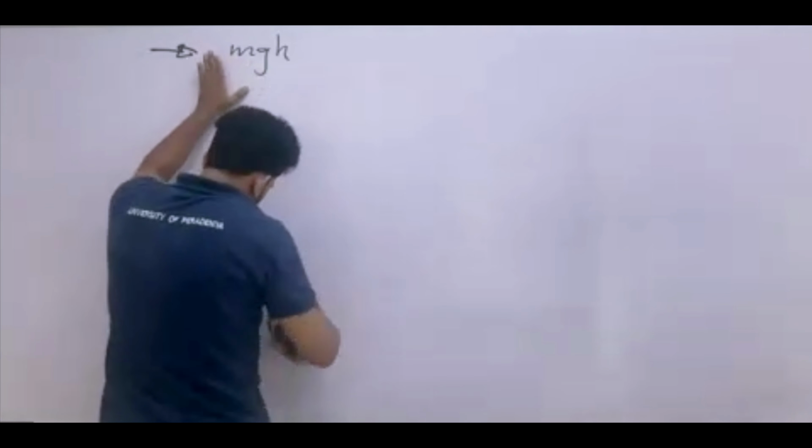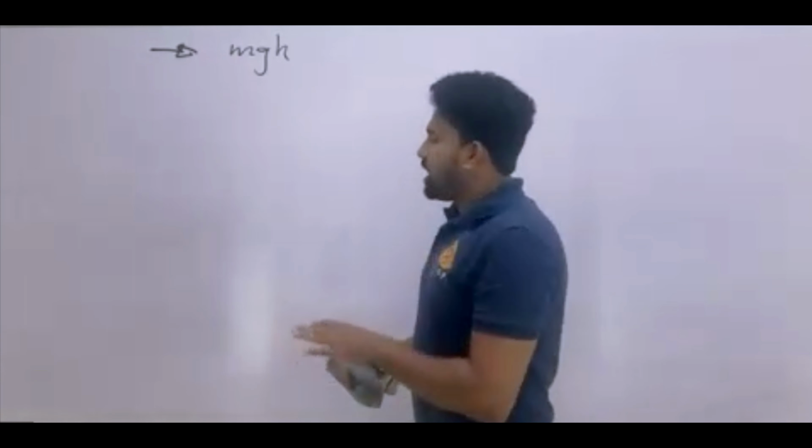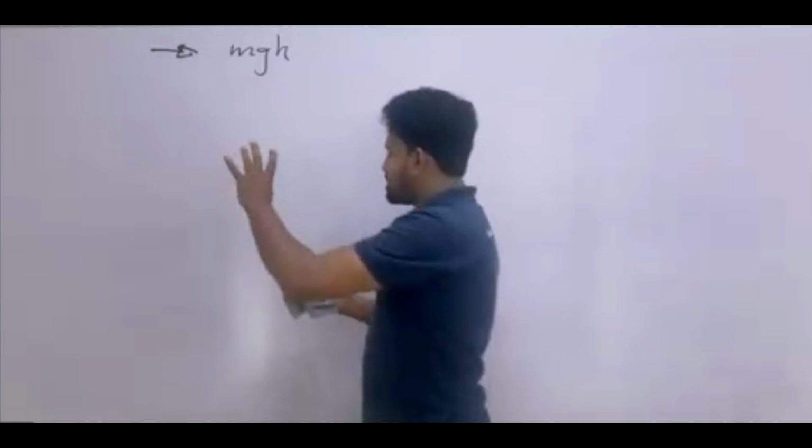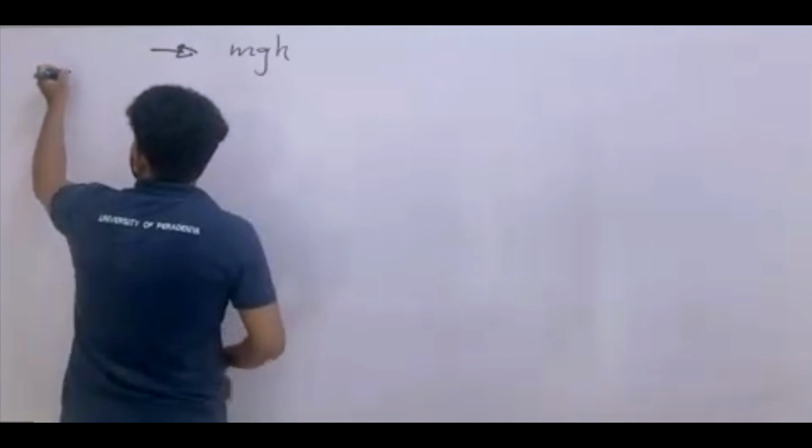So MGH, the potential energy, is also a state function. You can write it down. And then let's move to the example that I have given in the PDF.